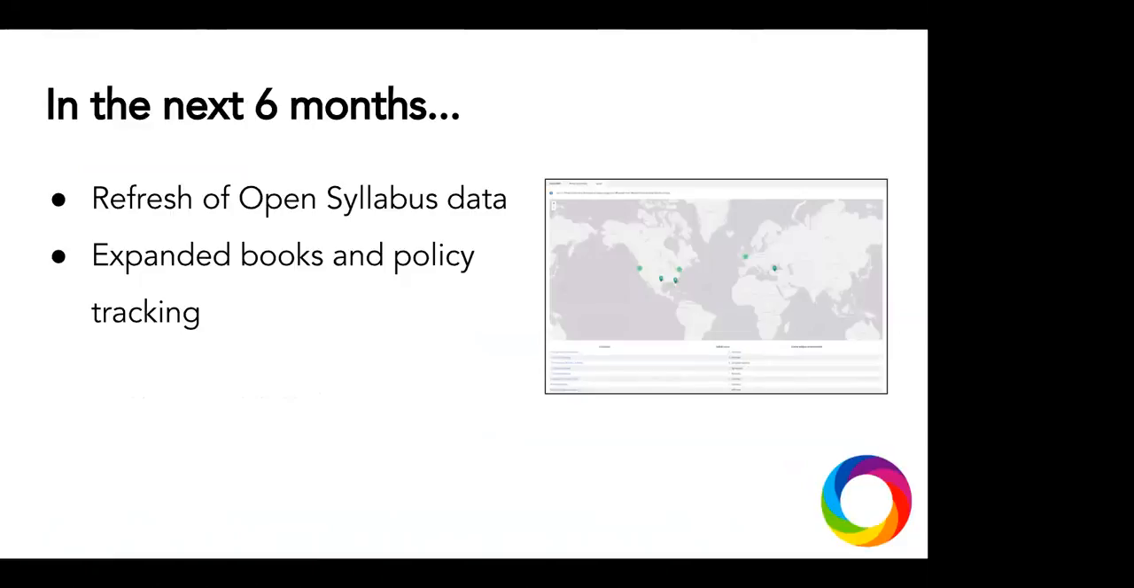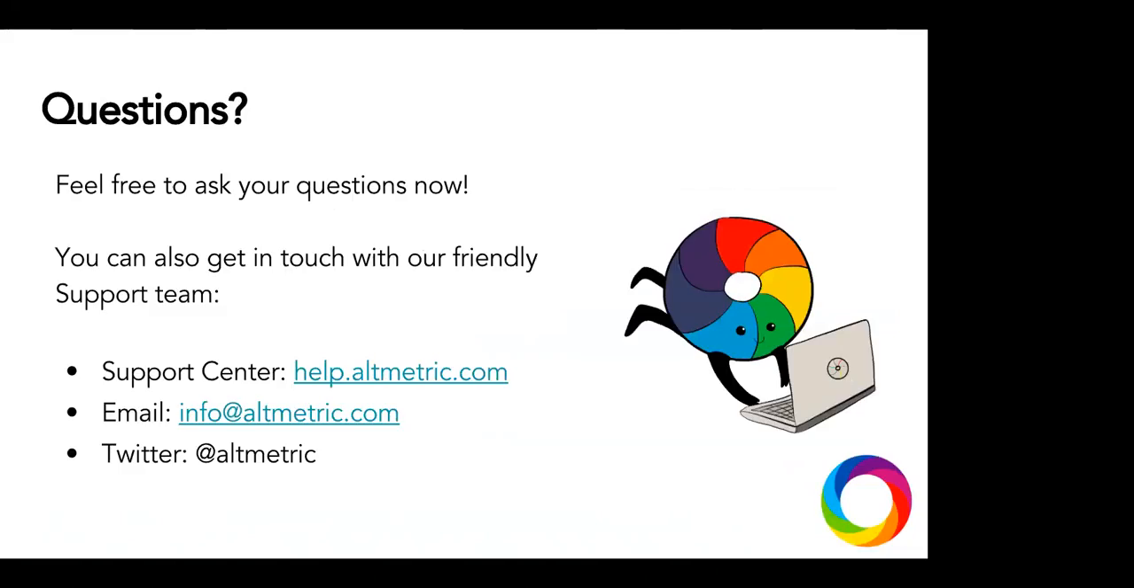So in the next 6 months, we are hoping to do a refresh of the open syllabus data. They're rewriting a bit of their code base, I believe, and we'll be updating our data in line with that. So it will be interesting to see how that changes over time as well. And as I mentioned, we hope to add some new book sources and continue to add new publishers and aggregators that we track, as well as new policy sources. All of the time we are building new modules to track new policy outlets as well.